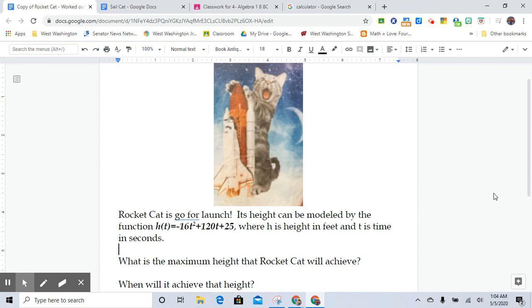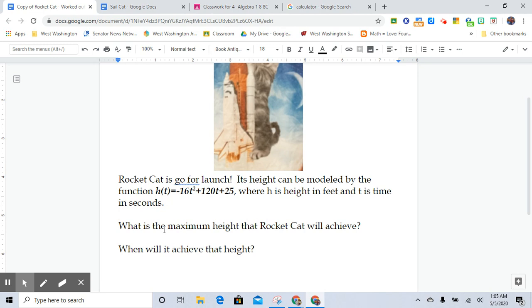Hey everyone, so here we are looking at yesterday's problem, Rocket Cat. And Rocket Cat is go for launch. Its height can be modeled by this function where height is in feet and t is in seconds. Okay, great. The maximum height that Rocket Cat will achieve. So obviously we're looking for the maximum, which is the vertex.